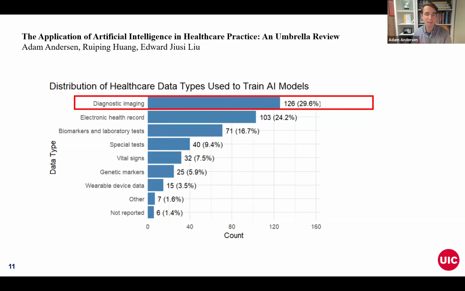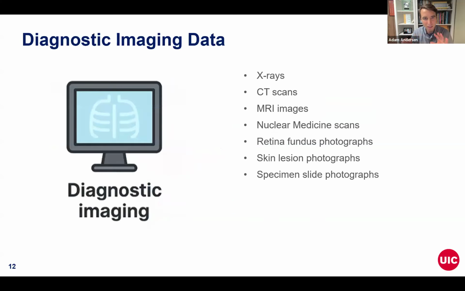So if we think about diagnostic imaging, as I said, there's a lot of different types of diagnostic imaging. There's X-rays, CT scans, MRIs, and then there's also lesser known images such as retina fundus photographs, which is used in ophthalmology or eye disease. There's skin lesion photographs, which is used in dermatology. Then there's specimen slide photographs from biopsies, things like that. That's used in pathology.